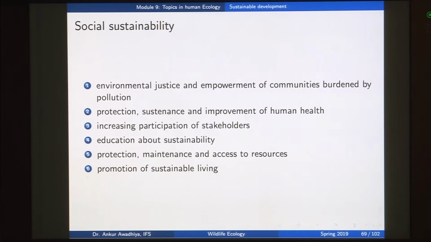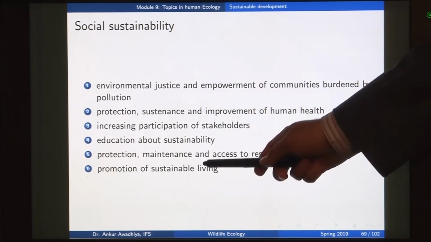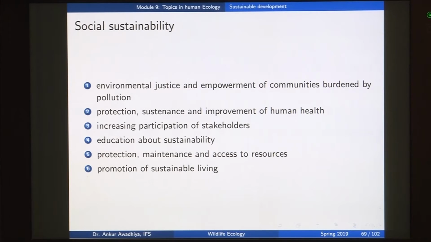Do you have enough access to resources? So, probably you have a resource in the form of a river or maybe in the form of a pond, and there are only a few people in the village that have access to the resource. If you are talking about social sustainability, you will have to make a situation in which everybody has proper access to the resources so that they can also meet their own needs. And we talk about promotion of sustainable living, which we will come to in a short while.